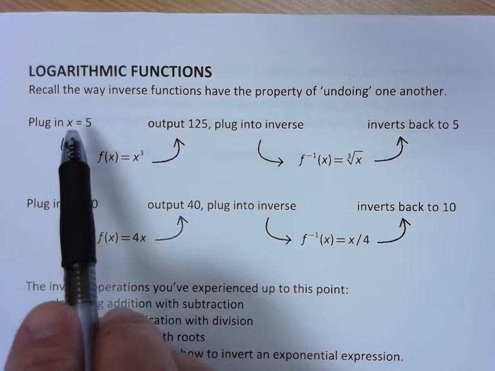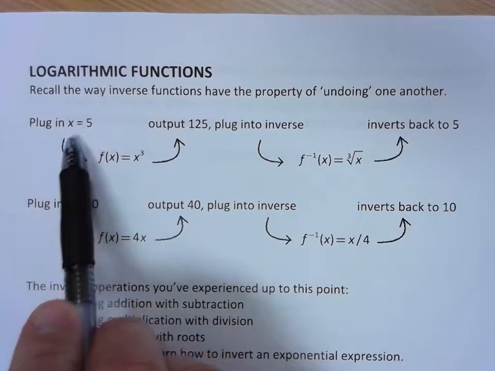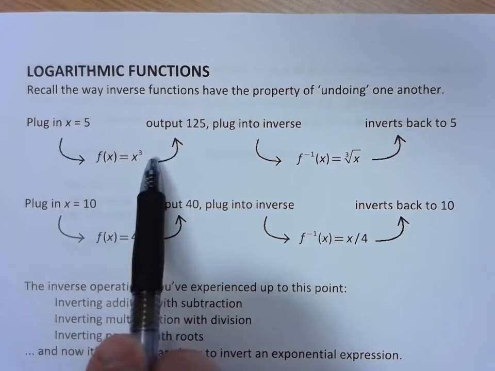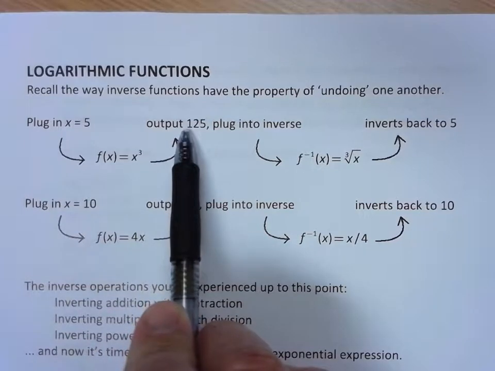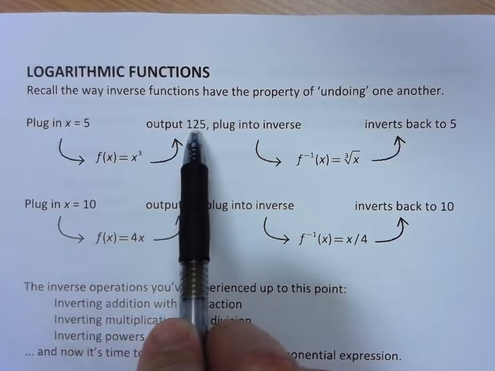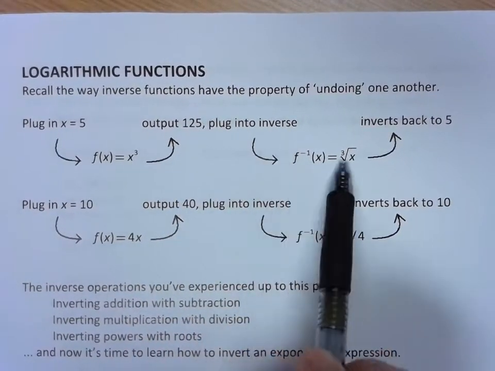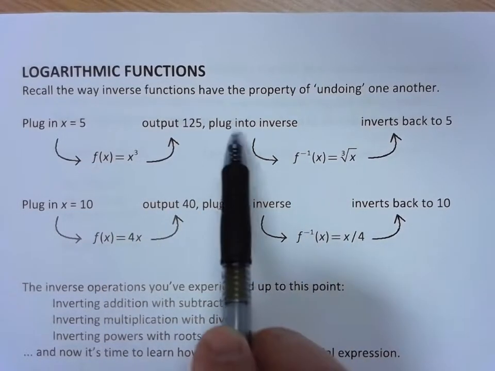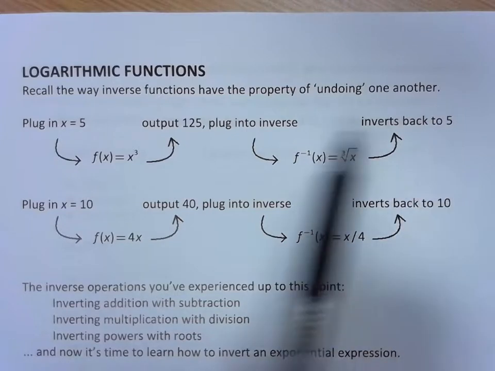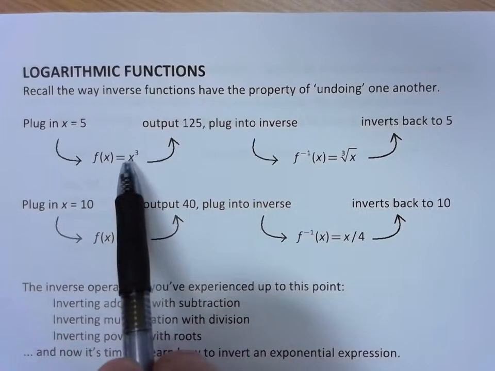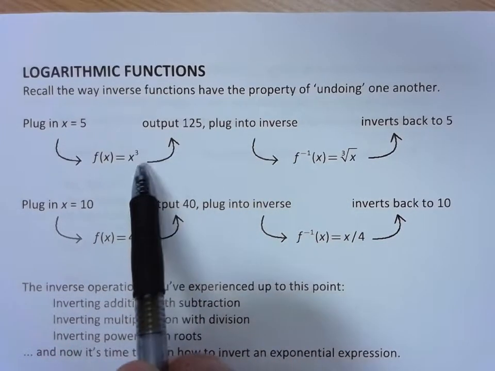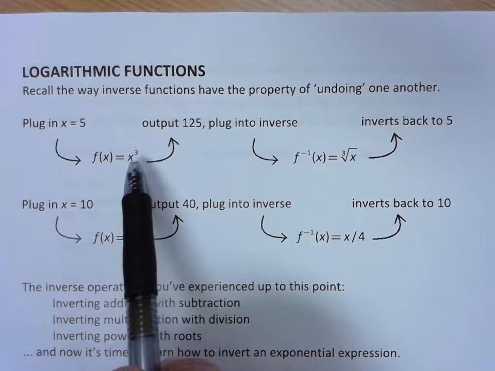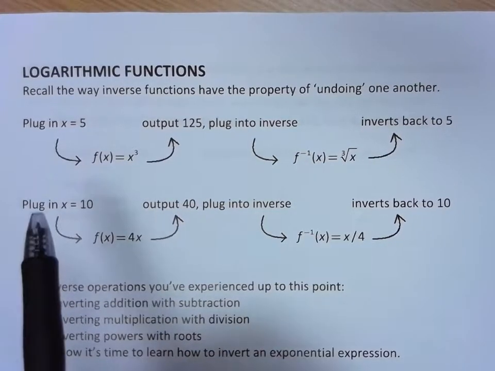For example, if I take the value x equals 5 and plug it into the cubing function, I get an output of 125. And then if I take that 125 output and plug it into the inverse operation, the inverse function for the cube would be the cube root. 125 plugs in there, gives you the 5 back. So that's a pair of inverse functions. The cube root cancels out the cube, and vice versa. The cube cancels out the cube root.